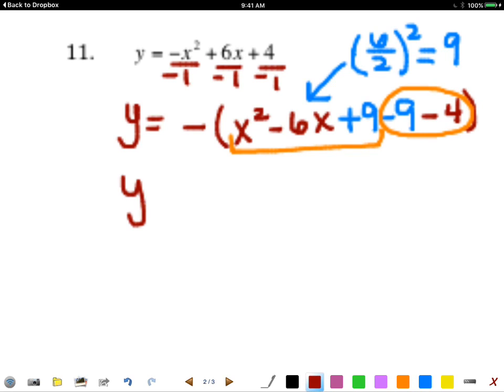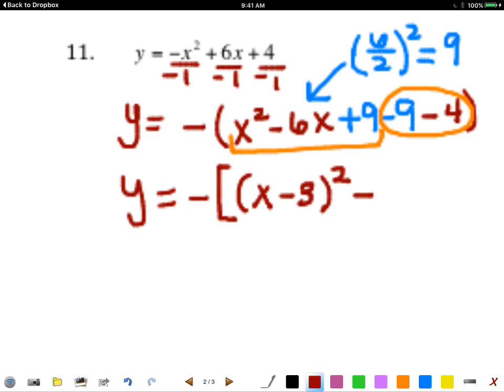So we're left with y equals negative. Now what? We do have to open up a bracket here because we're about to have a parenthesis inside a parenthesis. X minus 3, the quantity, squared. Keep going. Minus 13. Minus 9 and 4 would be minus 13. Close your bracket.